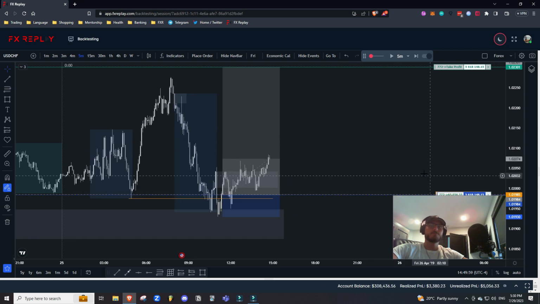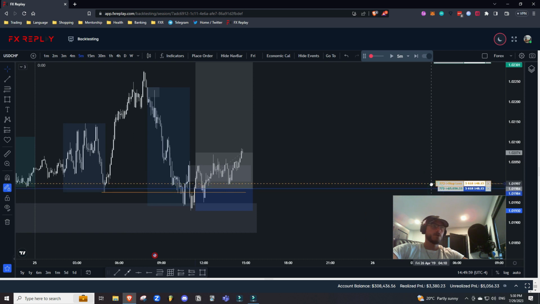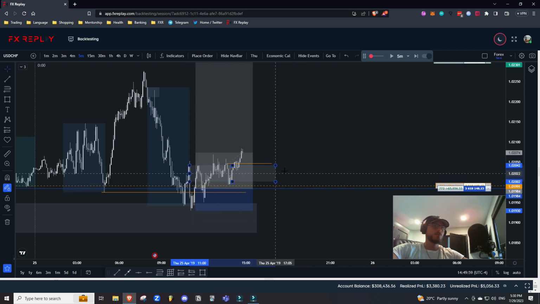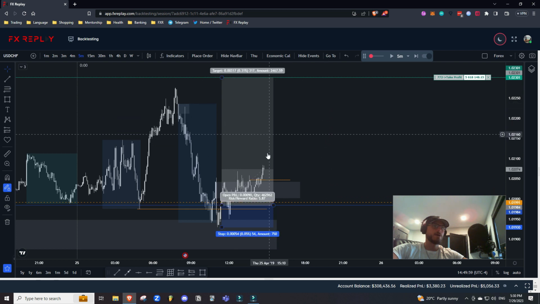Break up, there we go. All right, so we can put it back below this low now because, again, what do we have? The last sequence of down candles took out liquidity inside this breaker block, so we should really be protected now.